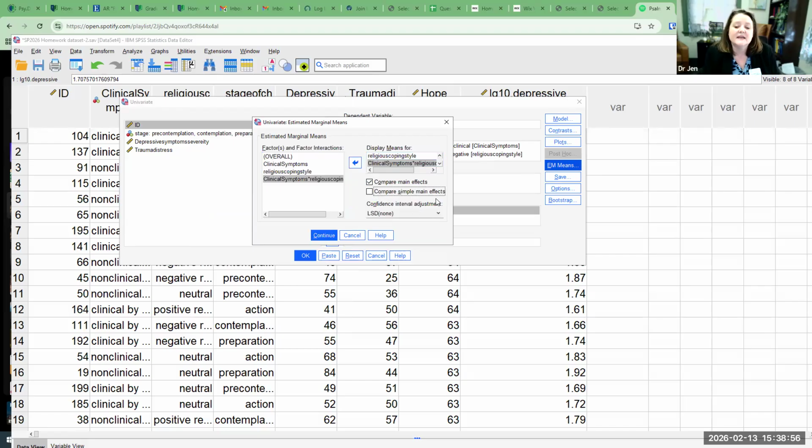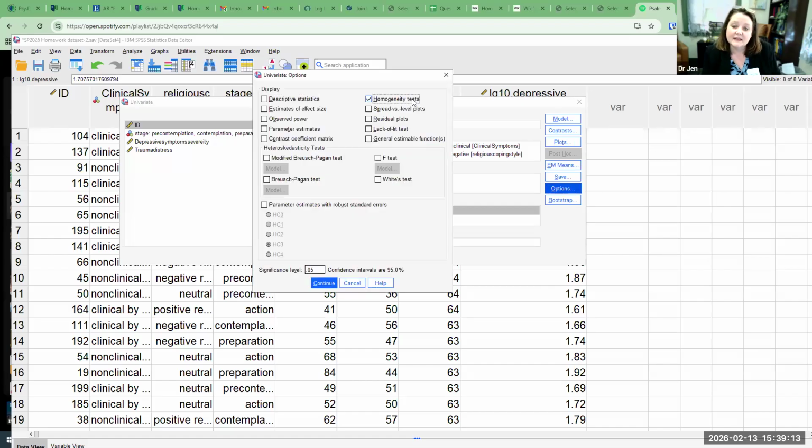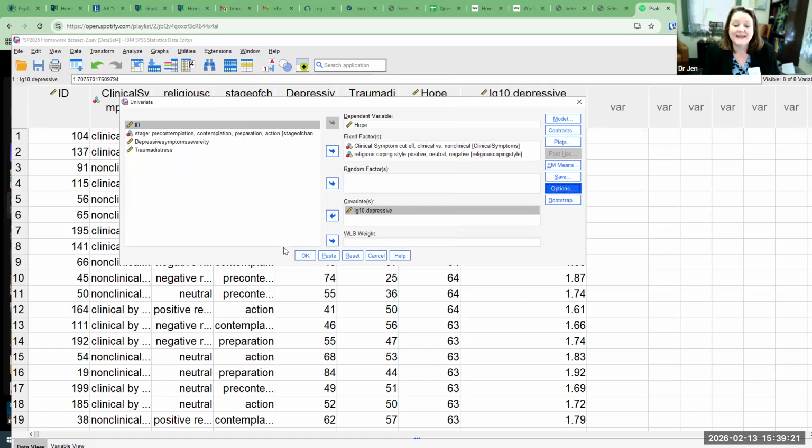We're going to look at main effects and simple main effects, and our confidence interval adjustment is going to be Bonferroni. So send everybody over on EM means, click both boxes and change it to Bonferroni, click continue. And then under options, we need our homogeneity, our Levene's test, we want descriptives and effect size. There are lots of other fancy things here, but your book doesn't do it, so we won't either. And we'll click OK.